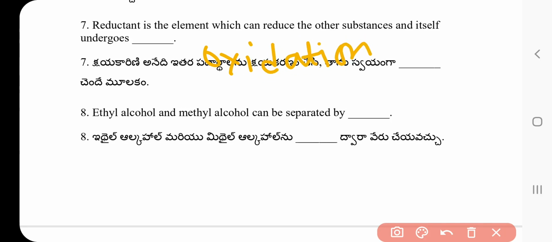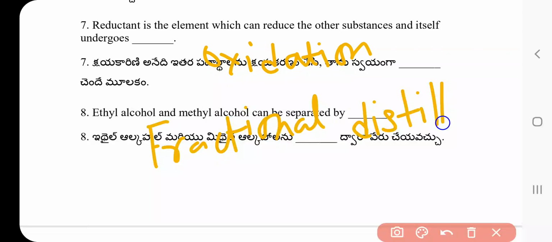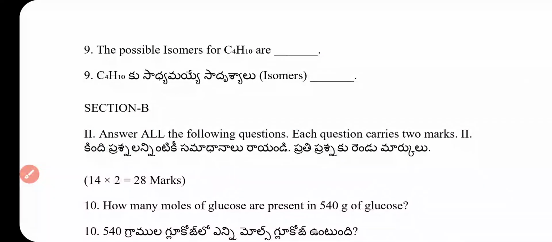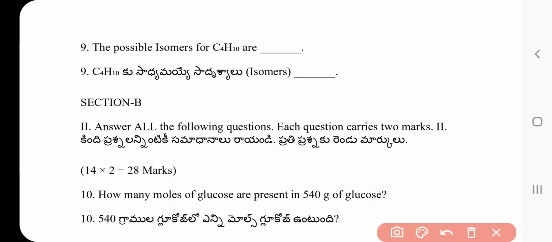Question number 8. Ethyl alcohol and methyl alcohol can be separated by fractional distillation. This is the answer of question number 8. Question number 9. The possible isomers of C4H10 are n-butane and isobutane.